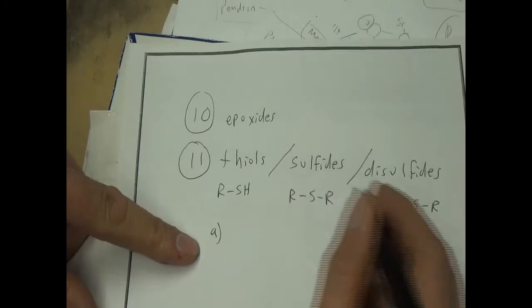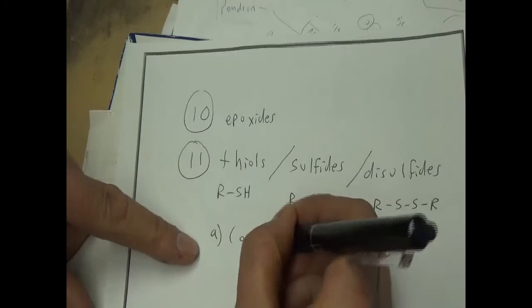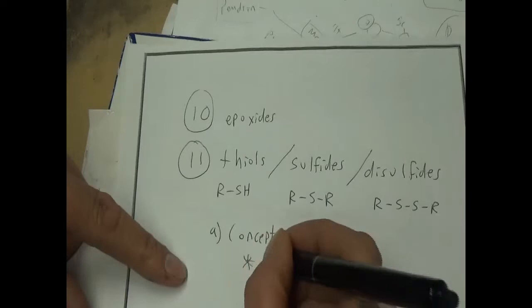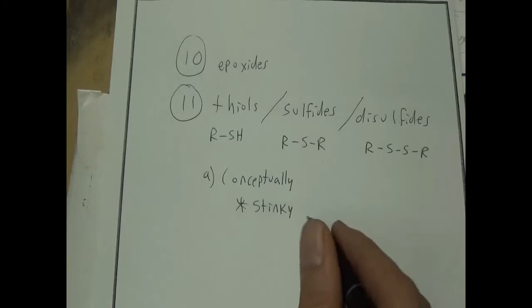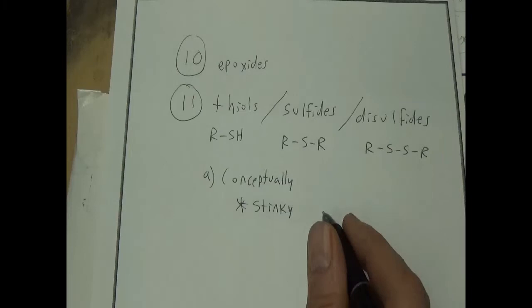Conceptually, what do you know about sulfur? And maybe organic sulfur. First thing is they are stinky. They often smell kind of skunky. Onions have a lot of sulfur-containing compounds, giving the onion smell. But skunks also have thiols that give the skunky smell that we're familiar with.